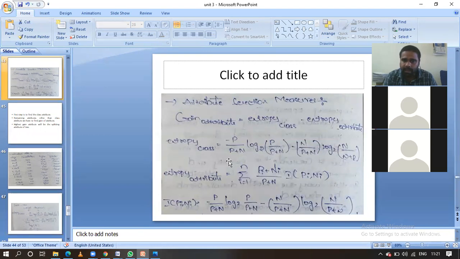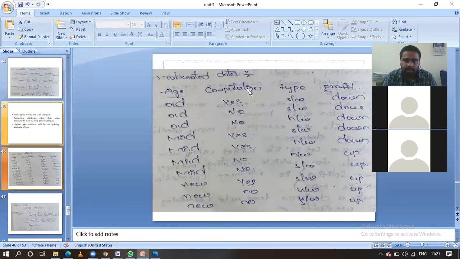For all the remaining attributes, we have to calculate the entropy of age, the entropy of competition, and the entropy of type. From that we can calculate the gain, guys. We have to calculate the gain of each attribute. We will get different values, and whichever of these three has the highest value, we are going to make that the root node, guys. We are going to see that in the next class.